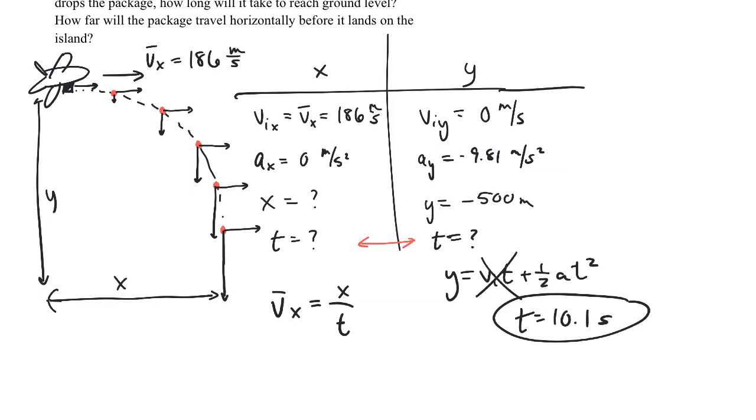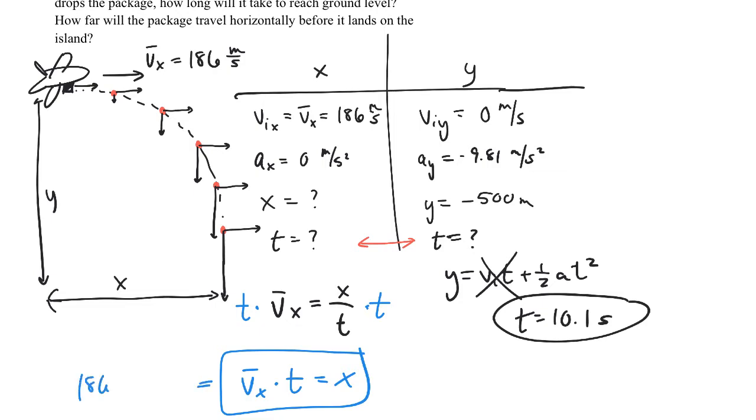We can multiply both sides by time, and that's what this equation becomes. And then just plug in. We've got 186 as the velocity. We've got 10.1 as the time. It'll give us a horizontal distance of 1877.9 meters. Well, I used 10.09, so that might be off if you calculate it. What do you got? 1878. Thank you.